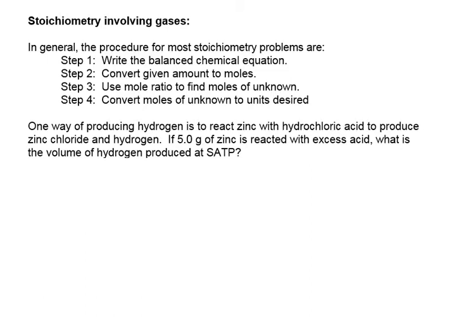With these steps 2, 3, and 4, sometimes we are able to do those steps using dimensional analysis. Sometimes we may need to use some of our equations that we have for our gas laws, depending on what our given information is and what information we need to know. So our first example here, we have zinc reacting with hydrochloric acid to produce zinc chloride and hydrogen.